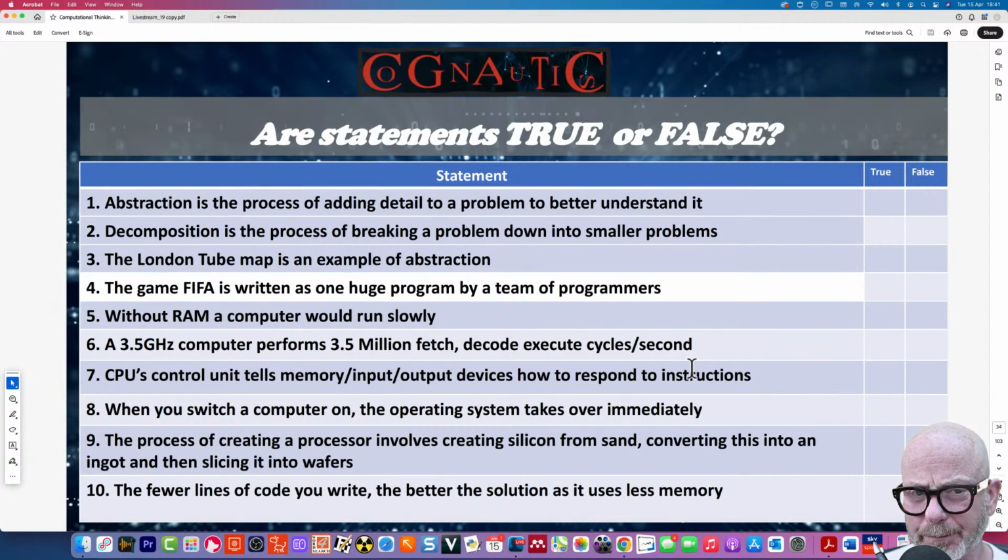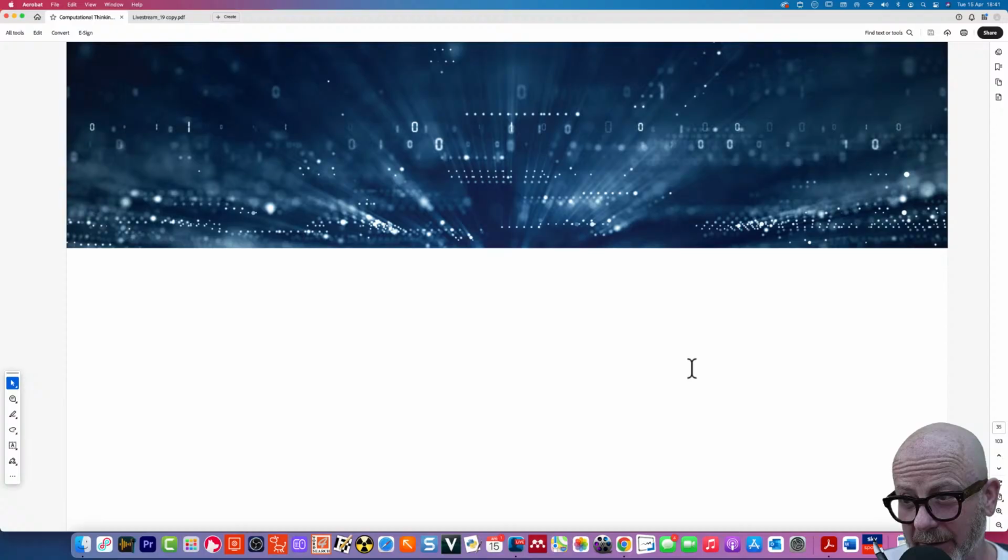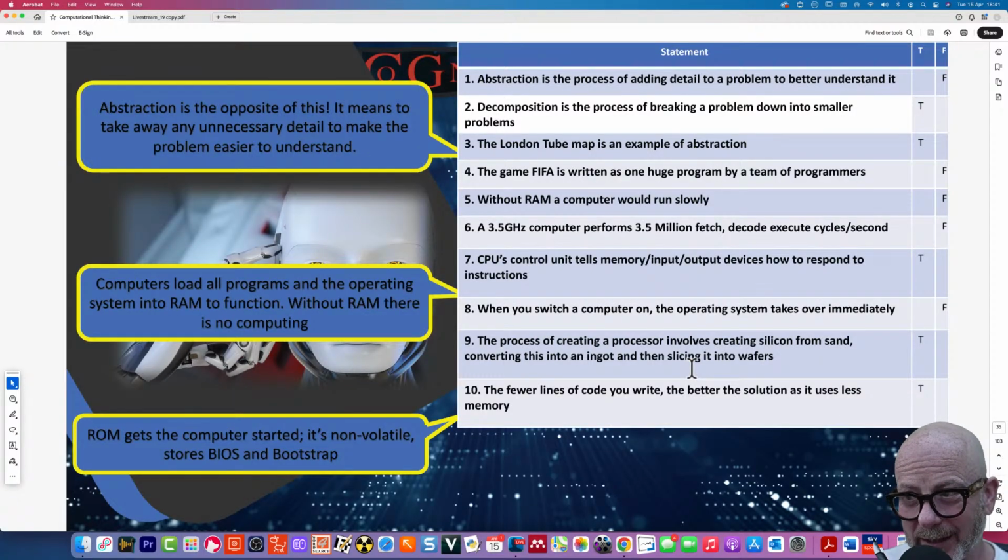Okay, so I think this one's fairly obvious. We talked about abstraction. Is it the process of adding detail to a problem to better understand it? No, it of course isn't. Decomposition is breaking something down into smaller parts. The tube map is a brilliant example of abstraction. And the game FIFA is not written as one gigantic, huge program. It's written as several modules.